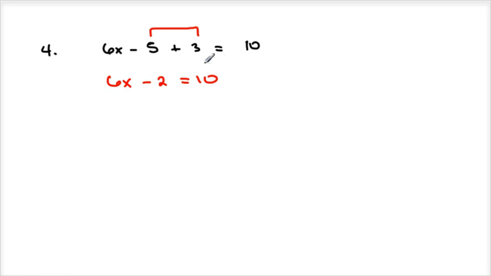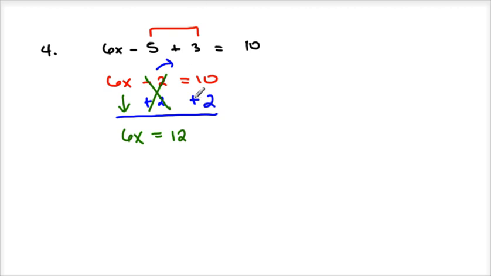Okay, now we're back to our two-step equation. Again, I'm solving for x. Let's get rid of the negative 2 first. So let's add 2 to both sides. This works out nicely for us. So bringing down our 6x. 6x, negative 2 and positive 2, see you later, goes away, equals 10 plus 2, I get 12.